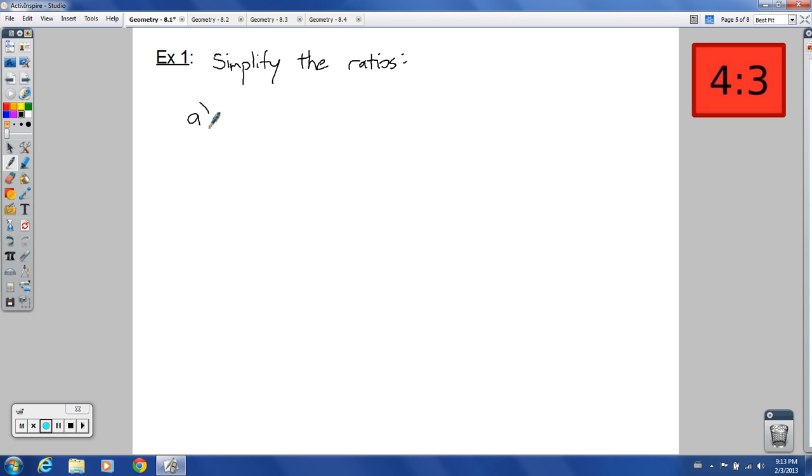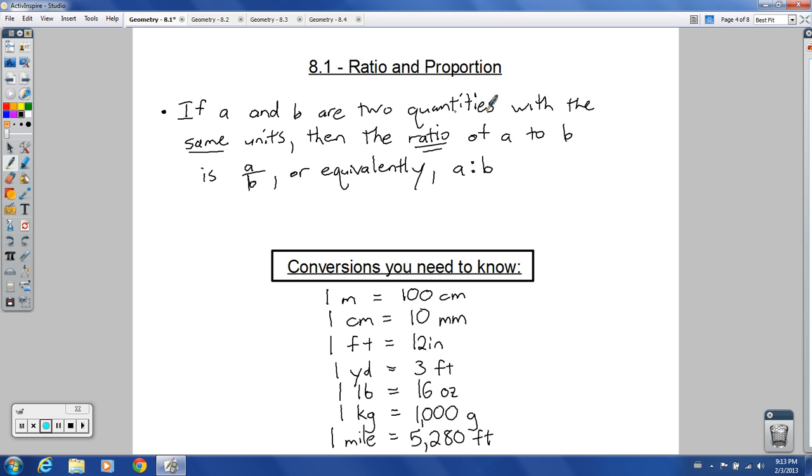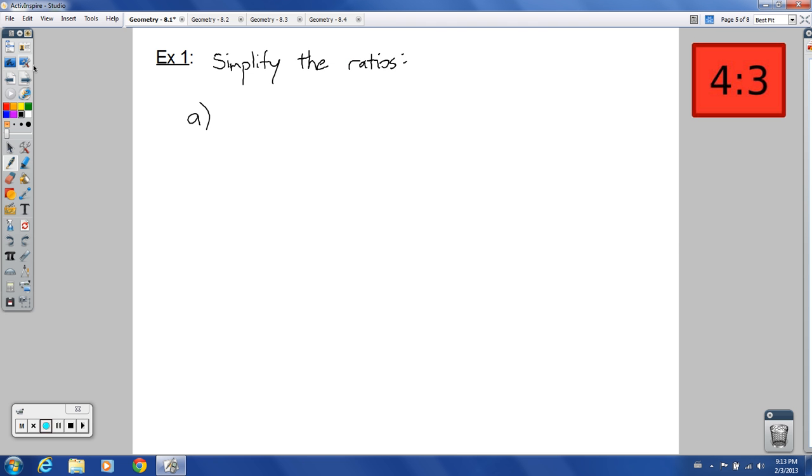And so a ratio, from our definition, it has to have two quantities with the same units. So we're going to be given a fraction. First we're going to see if it has the same units. 12 inches over 9 inches. Let's start with that. Does this have the same units from here to here? Sure it does. And so we can basically get rid of the units. Let's cross that out. Okay, so the inches is gone. Now we're just comparing the numbers.